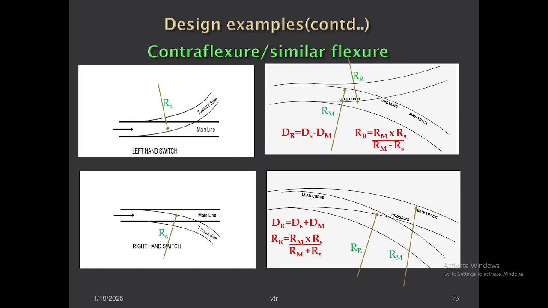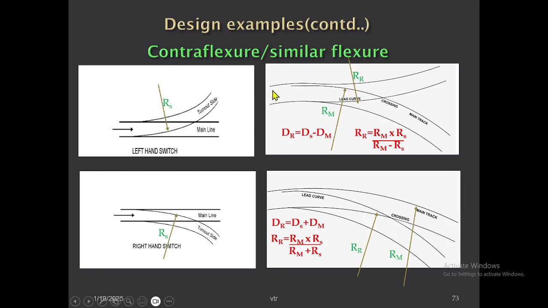In the main line with similar flexure, this problem will not occur, because the outer rail of the main line and the outer rail of the turnout track will be one and the same. There won't be much problem, because the same superelevation we give to the main line will be the superelevation for the turnout side also. But in the case of contraflexure, the situation is different. And one more thing you should understand, I want to say here.